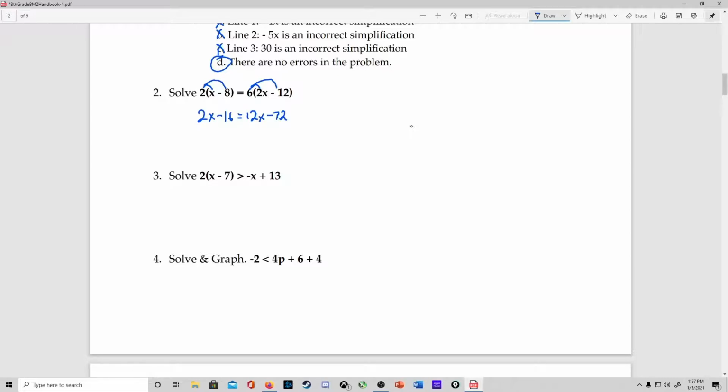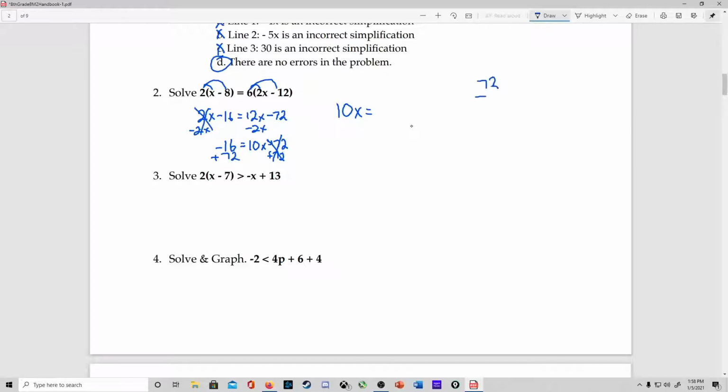I like to just do positive numbers. For me, it just is simpler. So I'm going to subtract 2x and subtract 2x. That's going to give me negative 16 is equal to 10x minus 72. Then I'm going to add 72 to both sides. So that becomes 0. I'm just going to move over here as I get 10x is equal to, remember when I have a negative and I'm adding a positive, then I just subtract the smaller one from the bigger one.